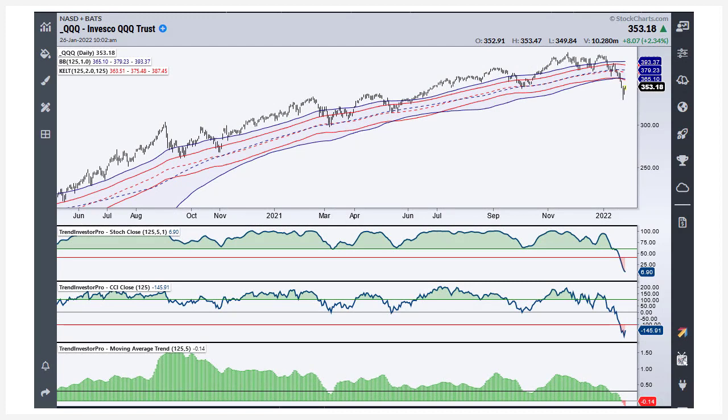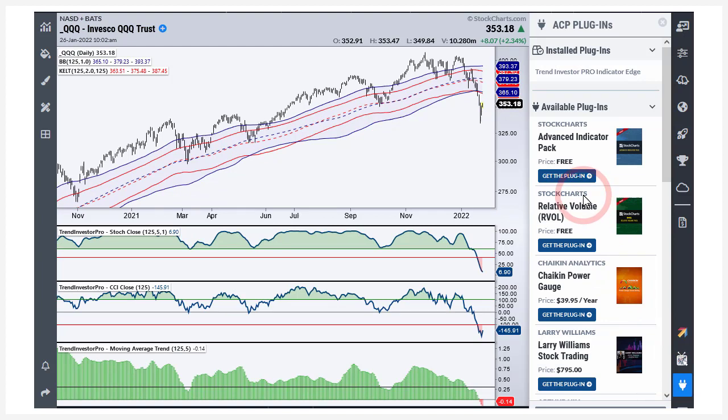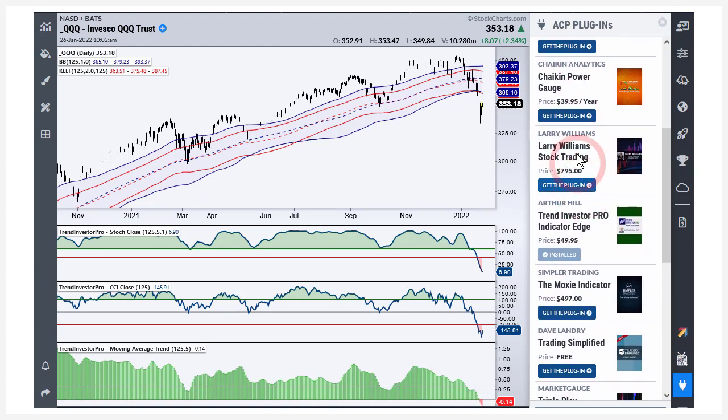So here I am on StockCharts ACP, and if you're interested in this plugin or any other plugin on StockCharts ACP, if you go down to the bottom right-hand corner and click on the plugins icon there, you can see all the plugins available, and there's the Trend Investor Pro Indicator Edge. And you can click on that link to learn more about this plugin and the indicators.